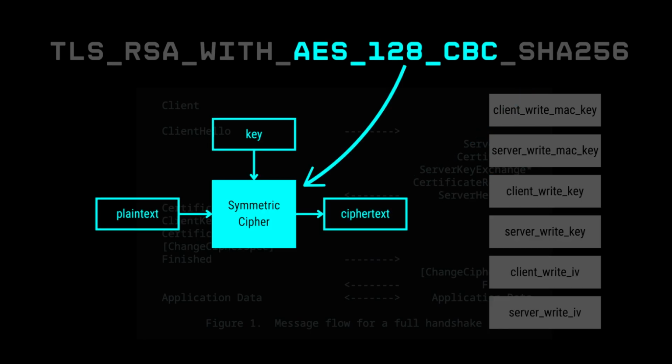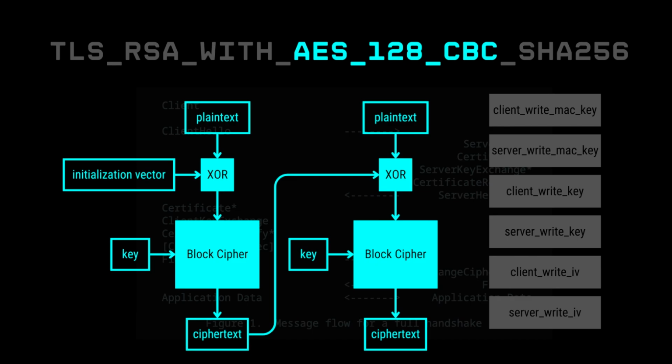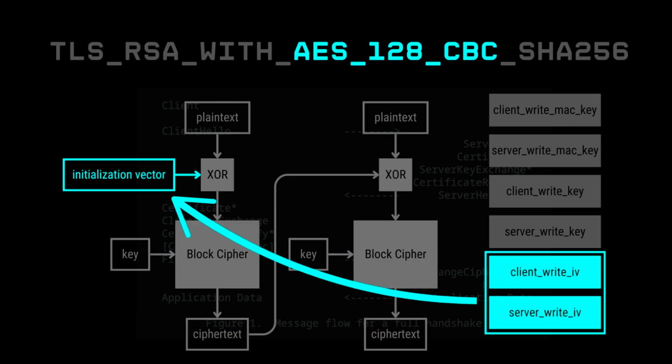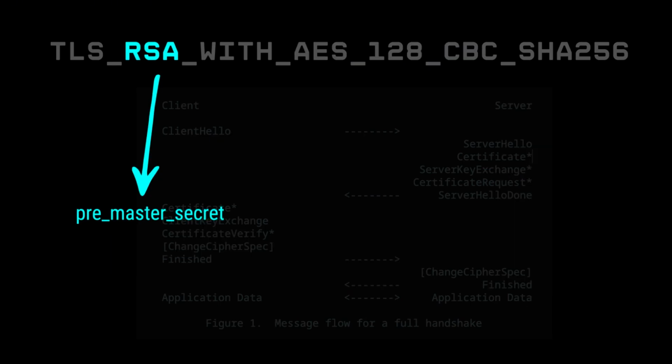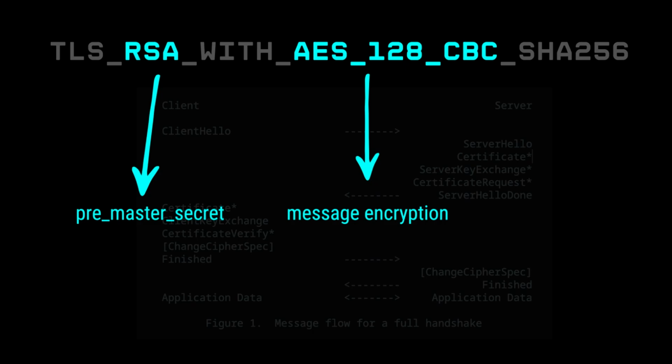In this example, we are using 128-bit Advanced Encryption Standard operating in cipher block chaining. To be more specific, it operates in a chaining fashion. The initialization vectors used are the last 2 keys, and the secret keys passed to the block cipher are the 3rd and 4th keys. In summary, the first part of the cipher suite definition is the crypto algorithm used for delivering the pre-master secret. The middle part is used for the actual message encryption. The last is for message integrity.